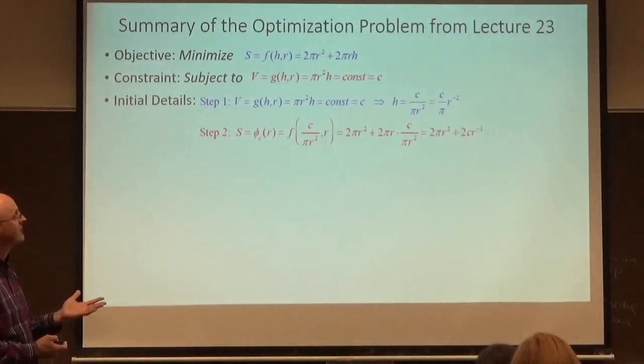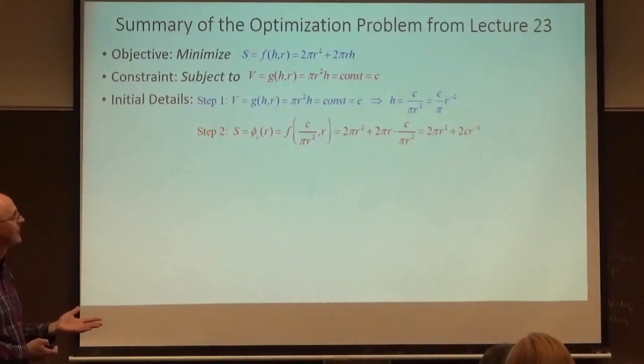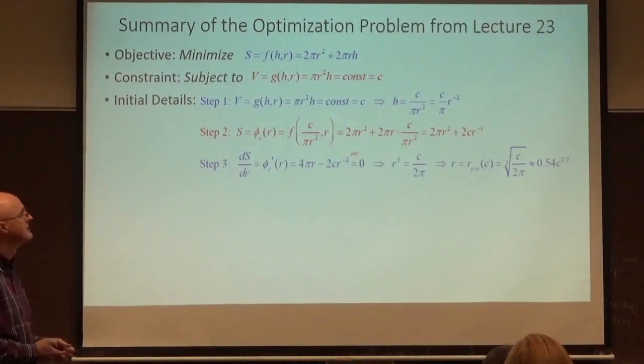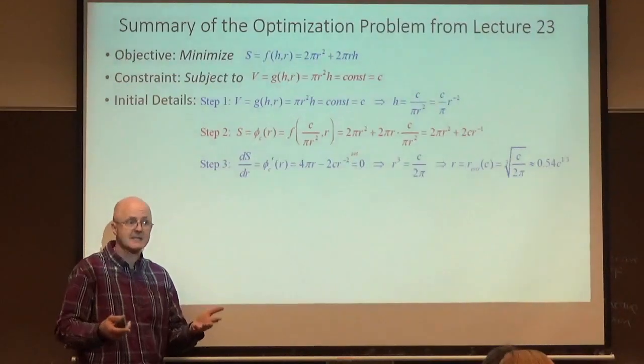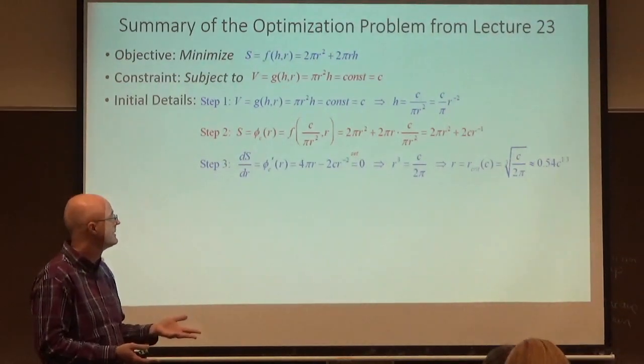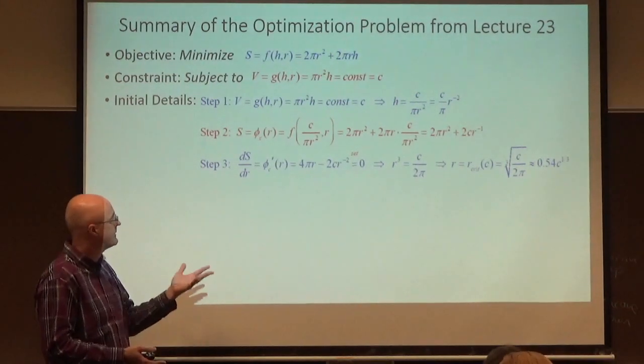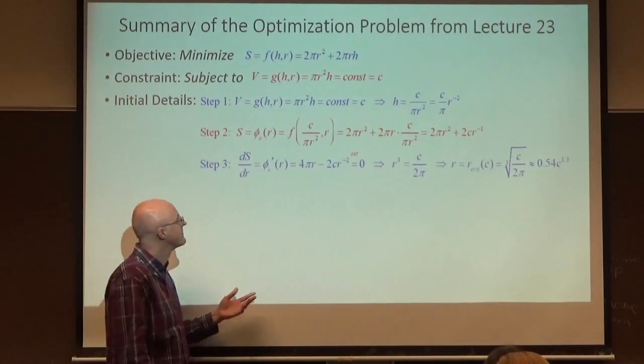Now that's a one-variable function that I'd like to minimize. I'd like to find its low point. So I'd ultimately maybe like to use the first or second derivative test. To do that, I've got to find the critical points. I need to take the derivative, set it equal to 0, and solve for r. And here are the steps.